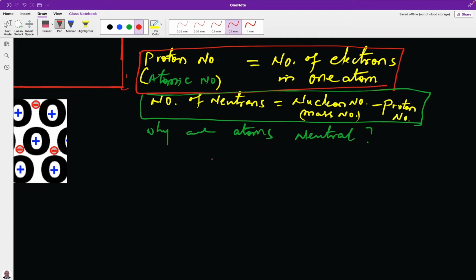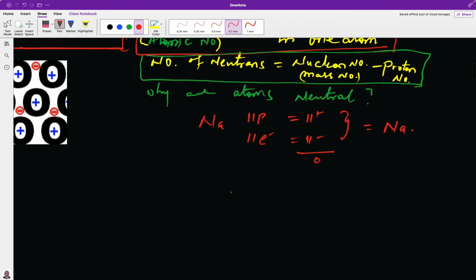For instance, I want to use sodium. Sodium has 11 protons and 11 electrons. We know that protons are positively charged, so we have 11 plus. Electrons are negatively charged, so we have 11 minus. What will be the total? We add all this, it will be 0. Therefore, it will be a neutral sodium atom.